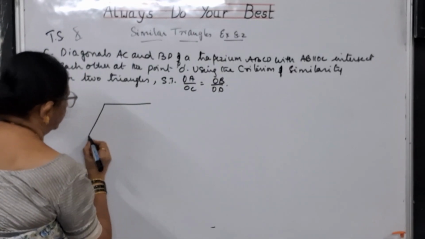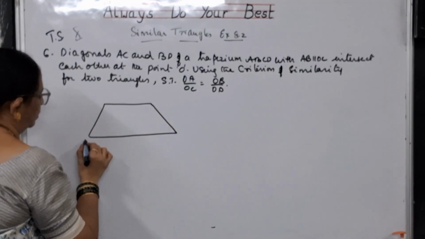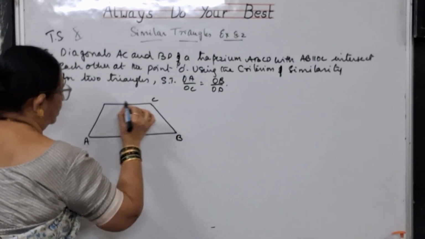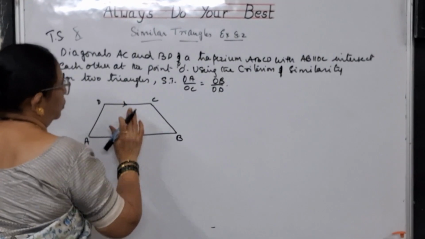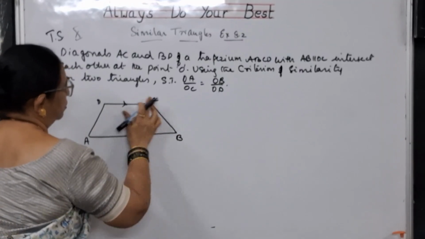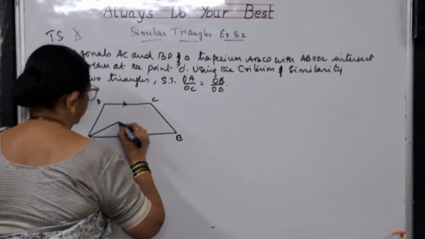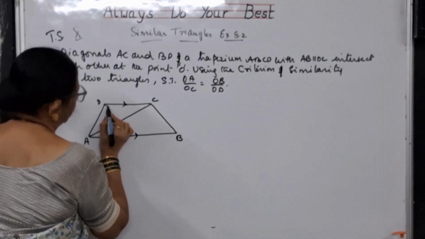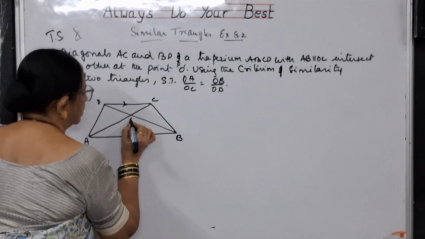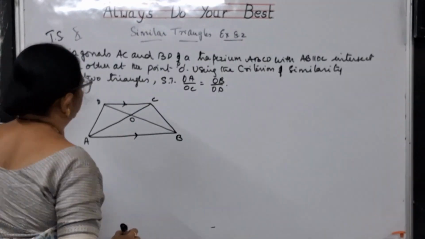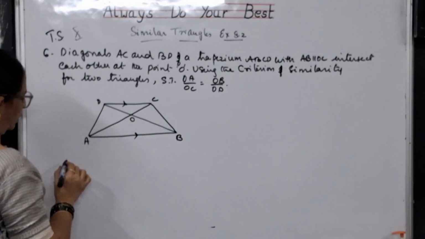So, let us consider this is a trapezium. This is A, B, C, D. These two are parallel. AB is parallel to DC, they said. And diagonals: AC is one diagonal and BD is another diagonal. They are intersecting at a point O. So you need to prove OA by OC is equal to OB by OD.